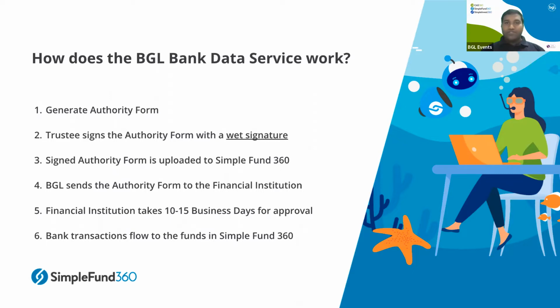There are a couple of different options. The first one is to print out the authority form from the software and mail it to the client. Some clients don't have a printer, which makes it a little trickier for them to sign that authority form. But if you have provided them with a paper copy of that authority form, all they need to do is sign it and then return it back to yourself as the accountant.